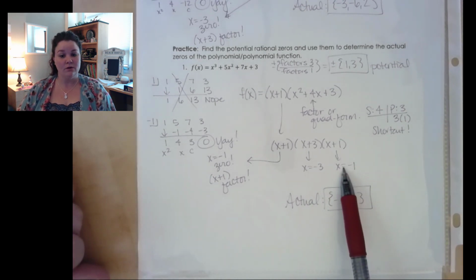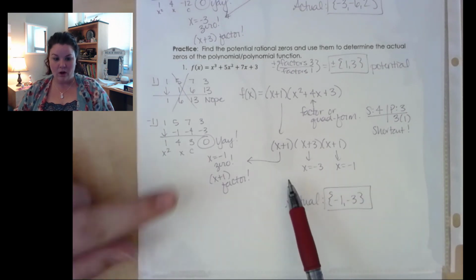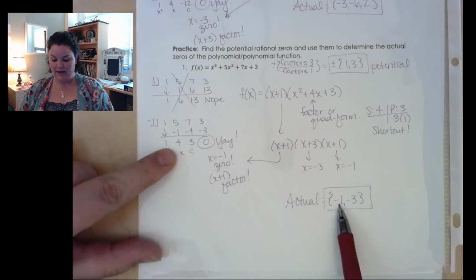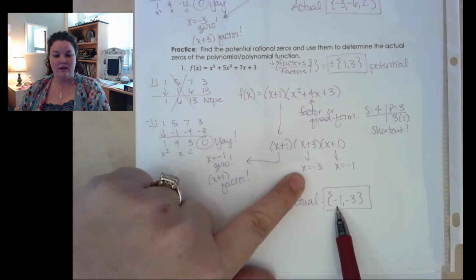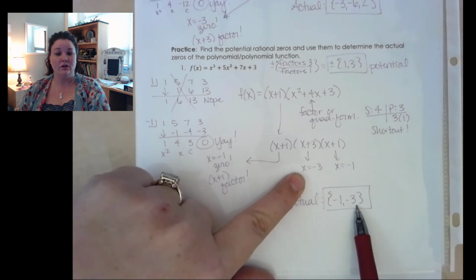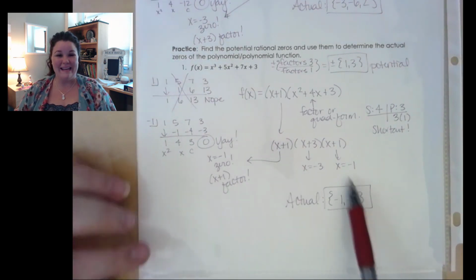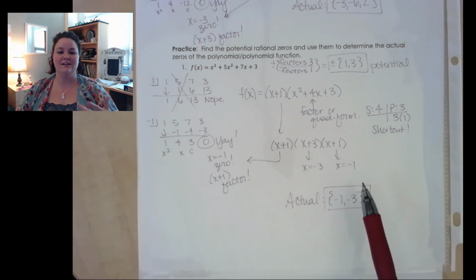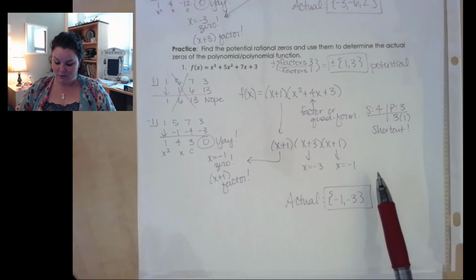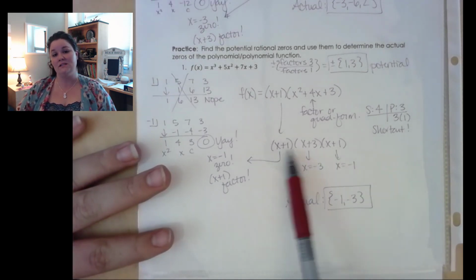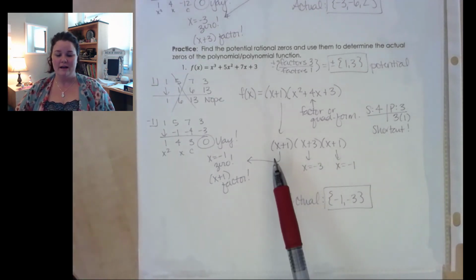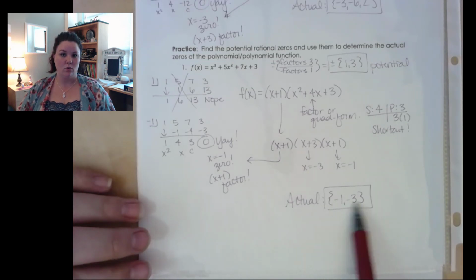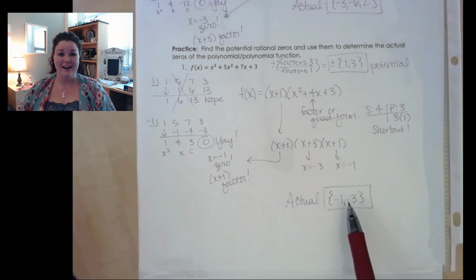So my actual zeros are the -1 that I got from synthetic, right? The -3 that I got from factoring the quotient, and then I got -1 again. Now, if you get a repeat 0, that's just going to be the multiplicity, right? The multiplicity of that factor would be squared, or 2, right? But we don't have to list the -1 twice, okay? Just list it once, all right?